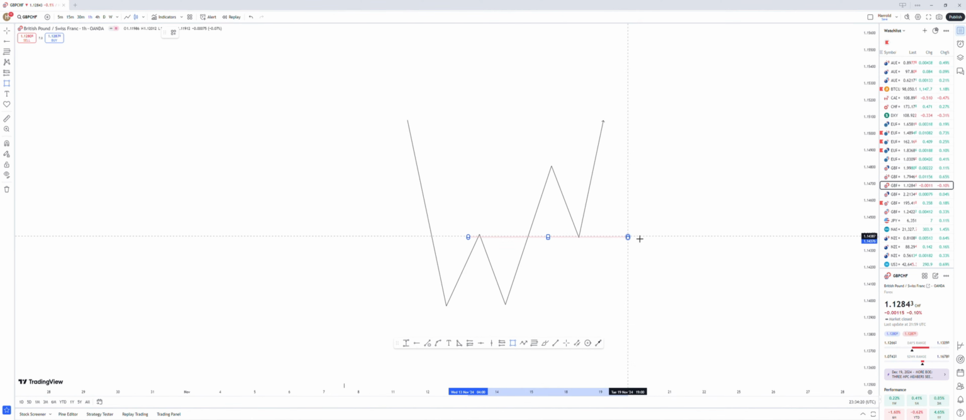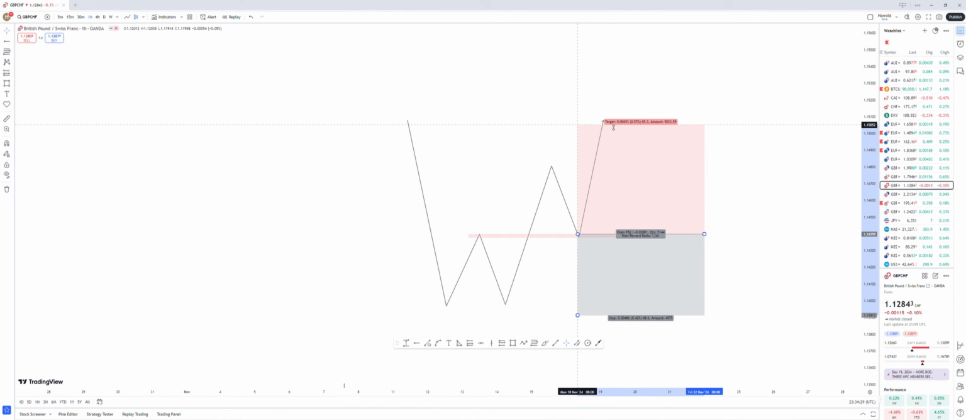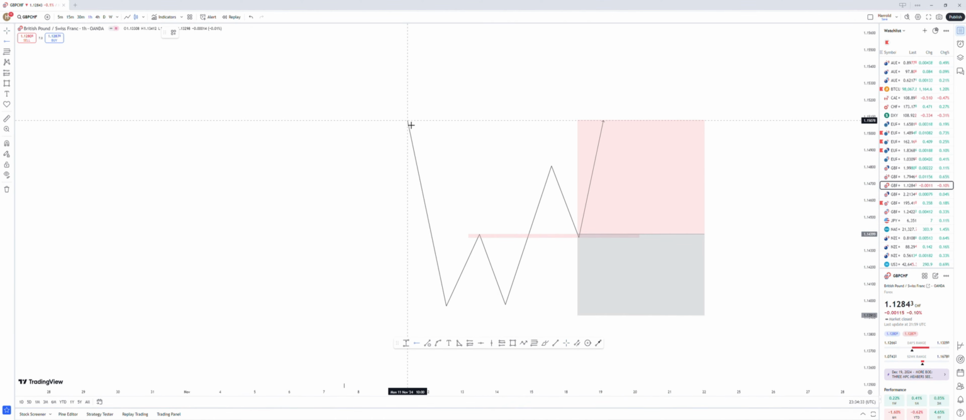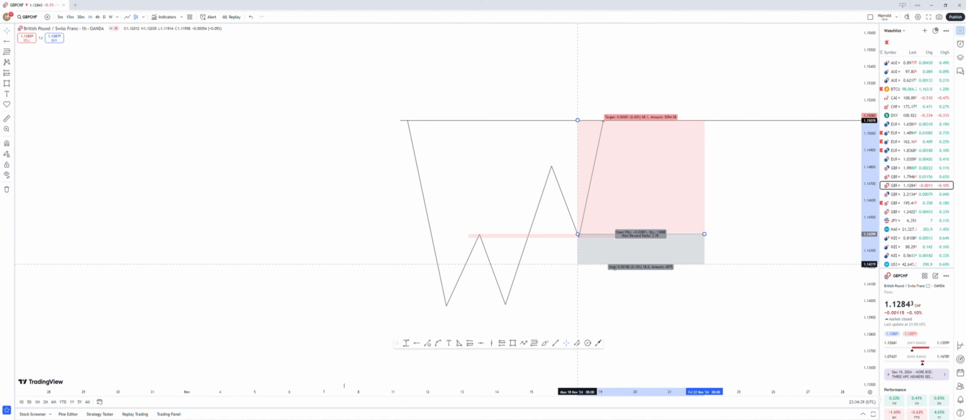There's the neckline. I just marked down my neckline. I take my long position. I put it here. My target at this particular area. Let me use the horizontal ray to point it out. This particular area. My stop loss right below the confirmation. And then that's it, guys.